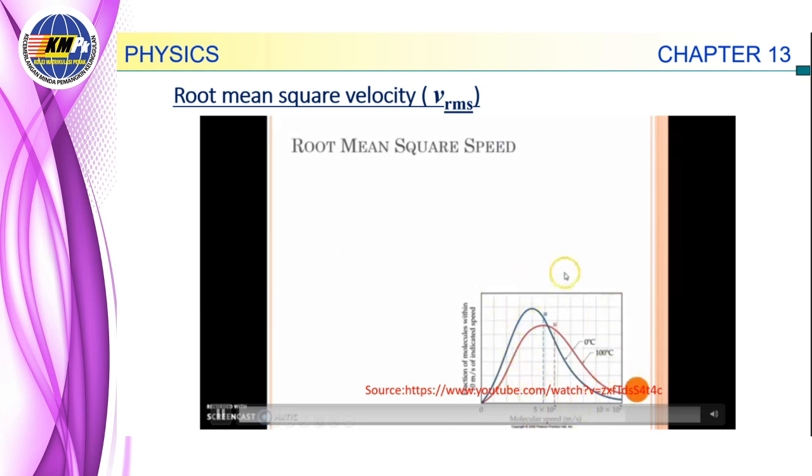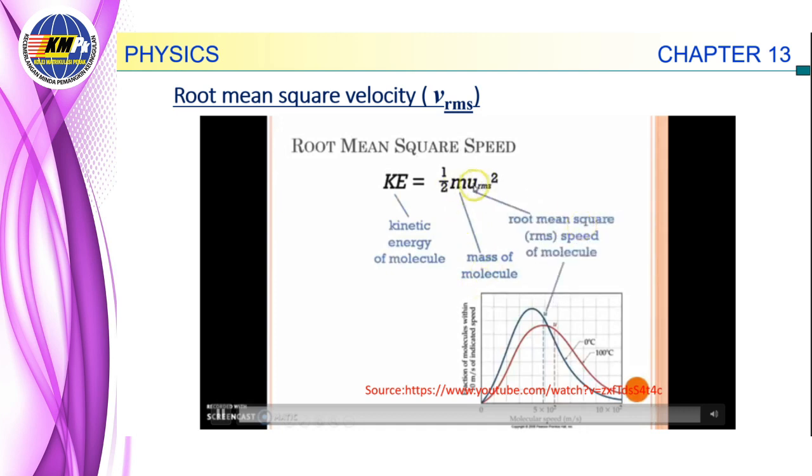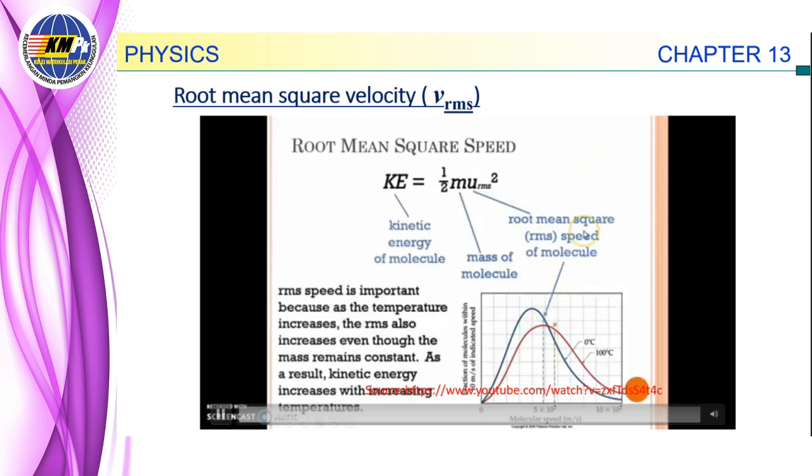So one more time, here's that first graph that we were looking at. Let's analyze it a little bit more. The kinetic energy is equal to 1/2 mv squared, or in this case, 1/2 m times the root mean square speed squared. KE is kinetic energy, m is the mass of the molecule, and u is the root mean square speed, this speed that we're looking at. The RMS speed is important because as the temperature increases, the root mean square speed is going to increase even though the mass remains constant. So the root mean square speed's going up, more molecules are going to be moving at a slightly faster rate as we increase the temperature, but the mass isn't changing.